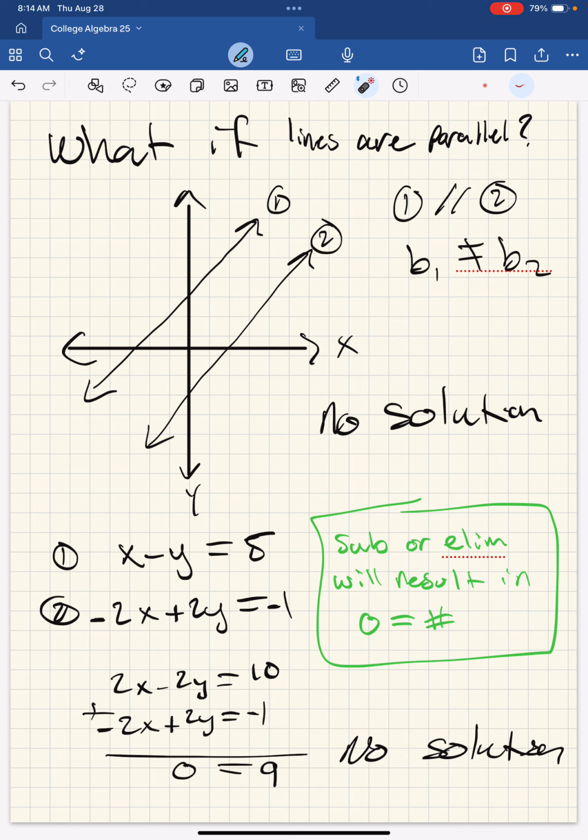However, if you are solving using substitution or elimination, either one will result in a statement of 0 equals a number, and this is known as an inconsistent system. So that is your clue that these lines are parallel with different y-intercepts, and so therefore there is no solution.